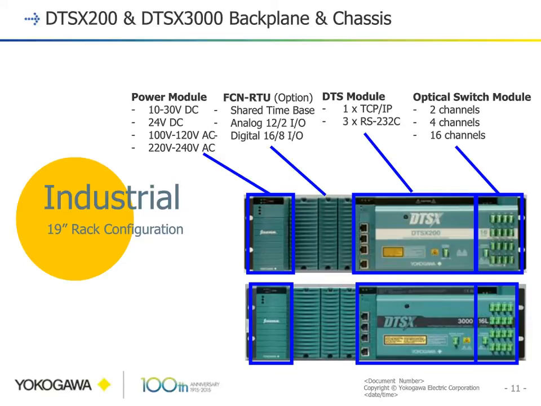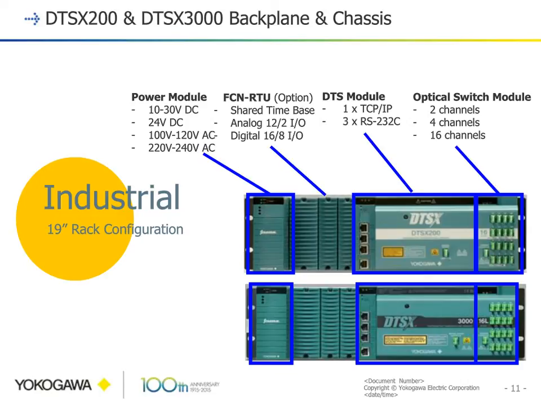a choice of power supplies, be it DC if you're running off battery and solar panel, or AC. I'll mention the optional RTU in the next couple of slides. The next module is a 5-slot, the main DTS interrogator unit. You see that's essentially a single output from that unit.